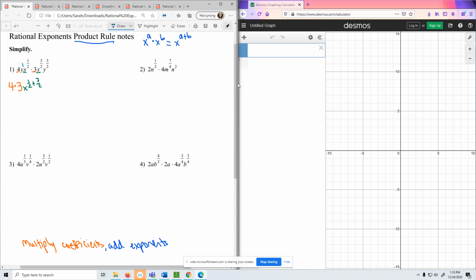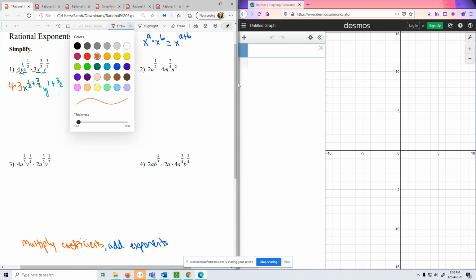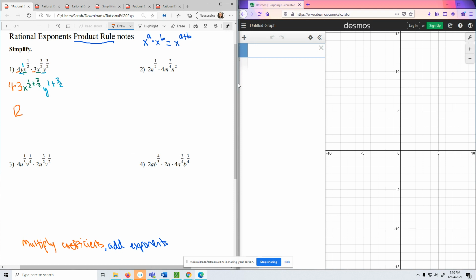Same thing with our y. We have a hidden 1. Anytime we don't see an exponent, something is a hidden 1. And we have a 3/2. So I'm thinking y to the 1 plus 3/2. What I have written here is not my final answer, but it's to help me get to my final answer. So to finish this out, 4 times 3 is just 12. You can use a calculator for that if you'd like, but that's not too bad.